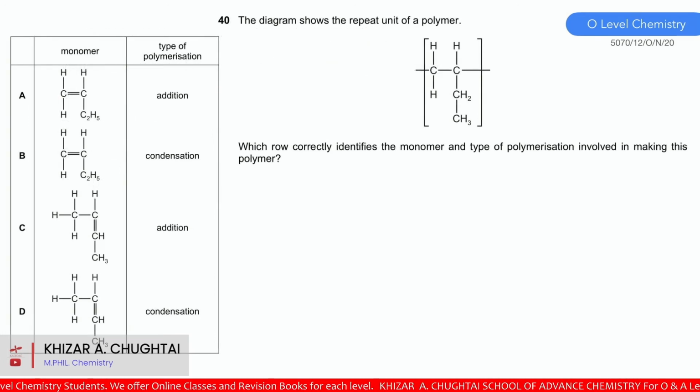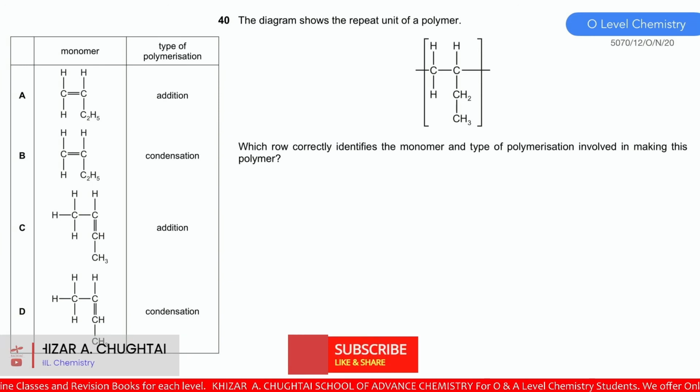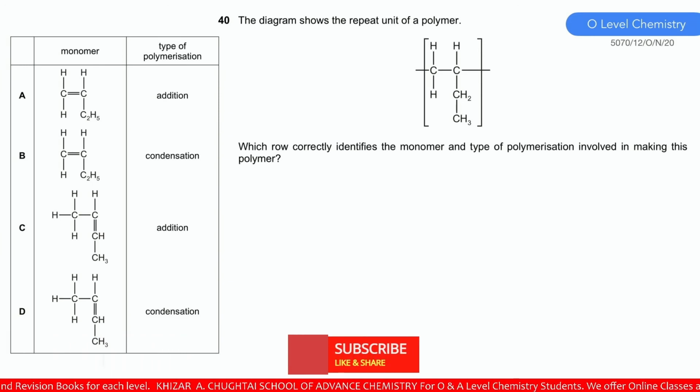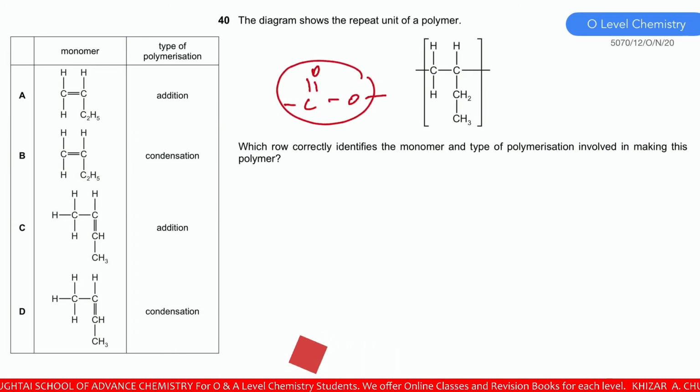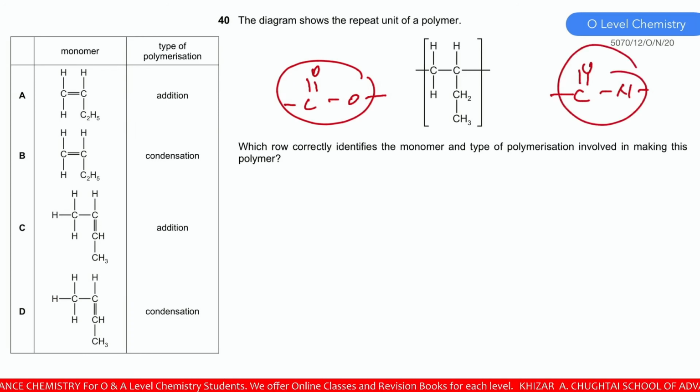Come toward the last question. The diagram shows a repeat unit of a polymer. Which row correctly identifies the monomer and type of polymerization involved in making this polymer? For the type of polymerization, there is no ester linkage, and there is no amide linkage. So the only option that is left is addition polymerization. It is addition polymerization.